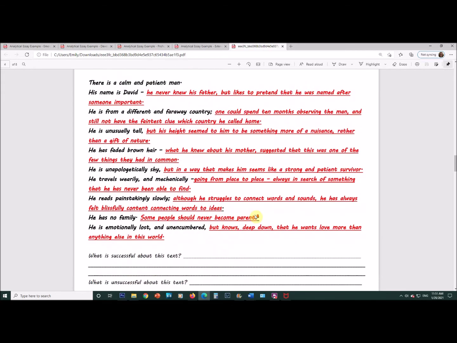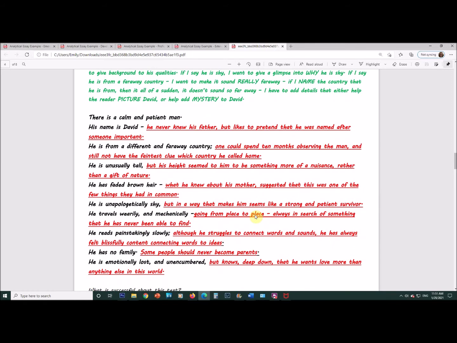So basically, everything in red here, it's not necessarily an adverb or an adjective or punctuation. It's just background information. I've made a statement, and now I'm adding on to that statement before I go to my next statement. So let's read.